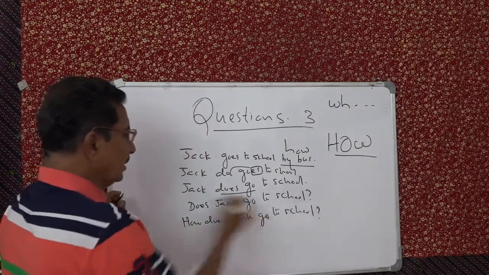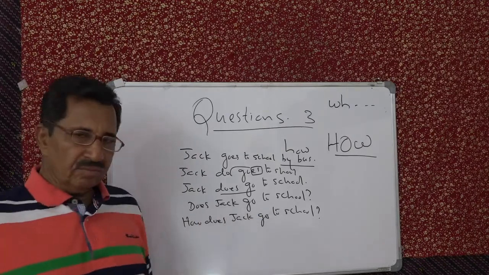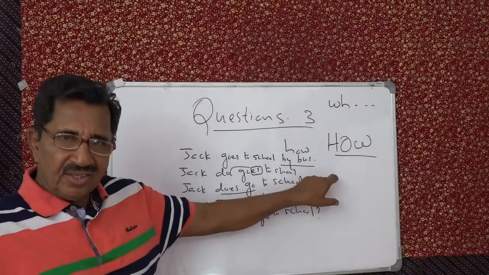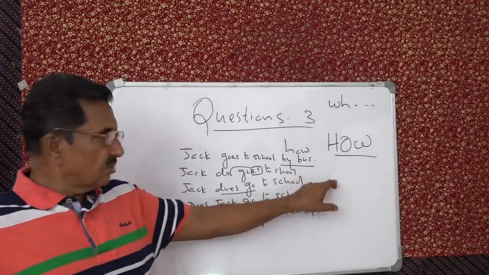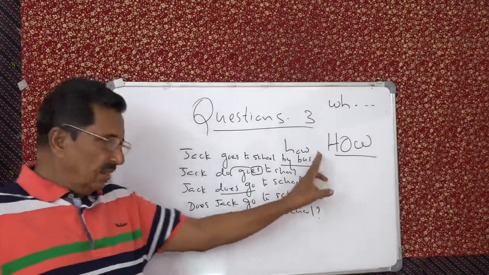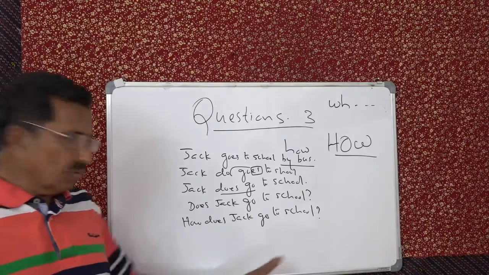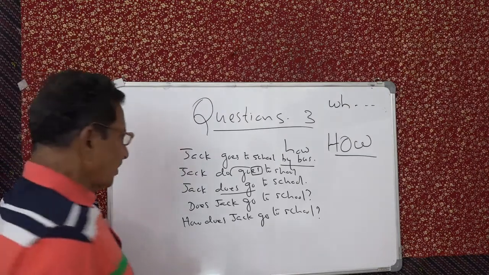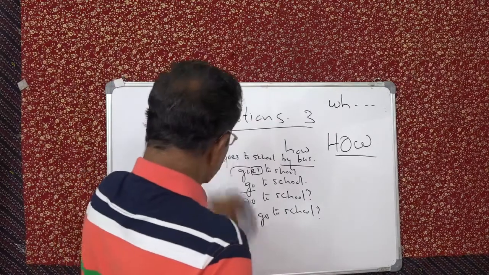So up to this is a yes or no question: does Jack go to school? But if you want to know the way, the manner in which, that is by bus, so you want to get that answer: how does Jack go to school? Jack goes to school by bus. Simple. It's very simple. So that is one use of how.